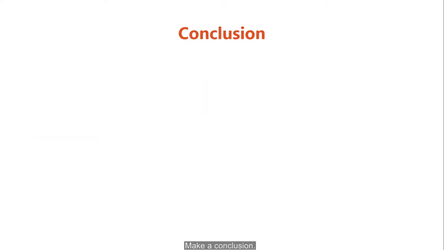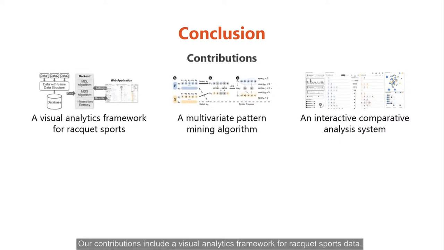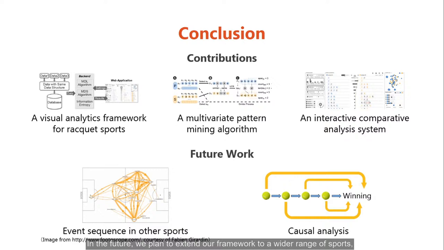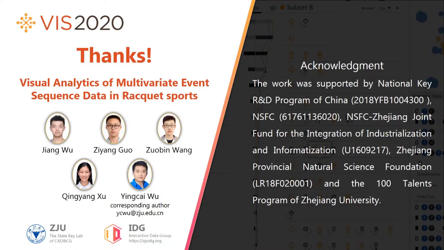To conclude, our contributions include a visual analytics framework for racket sports data, a steerable multivariate pattern mining algorithm, and an interactive visual analytics system for comparative analysis. In the future, we plan to extend our framework to a wider range of sports, such as soccer and basketball. We also plan to apply causal analysis to find the hits resulting in a winning sequence. Thank you for your listening, and we thank the funding agencies for their generous support.